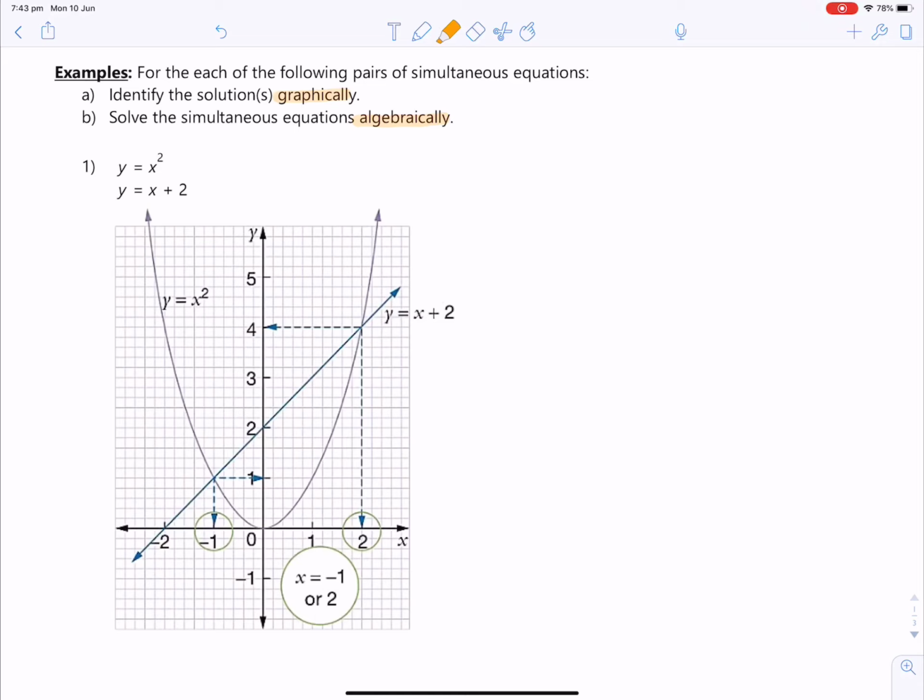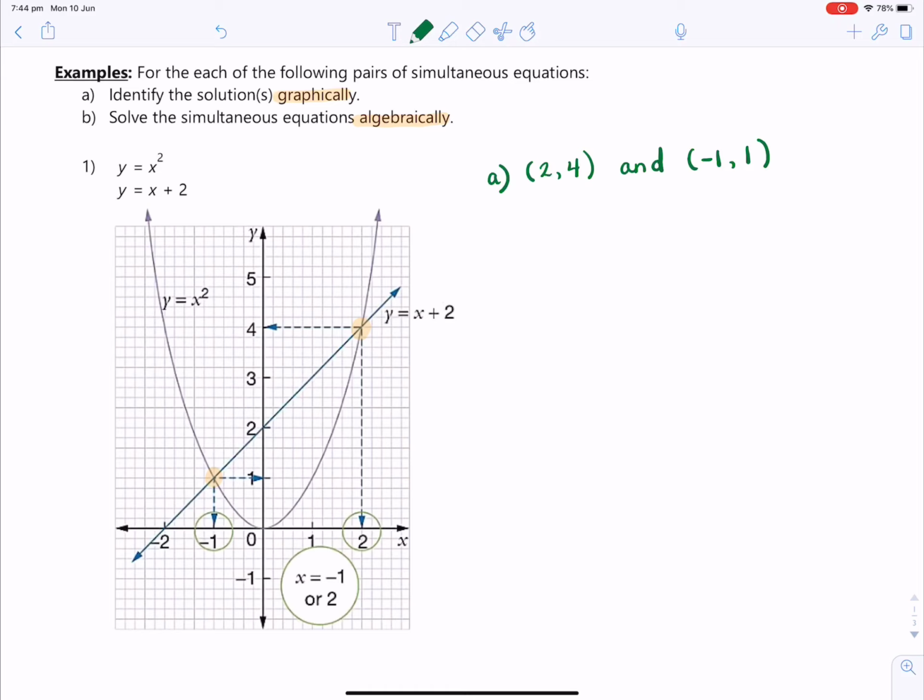So in the first question, we have y equals x squared and y equals x plus 2. We're initially asked to solve this pair of simultaneous equations graphically. That means we're looking for the intersection point of these two graphs. So if I look at the intersection point of these two graphs, there are two. So this system has two solutions. I can go ahead and write down the coordinates for both of those two intersection points. So the first one is 2, 4, and the second one is -1, 1.